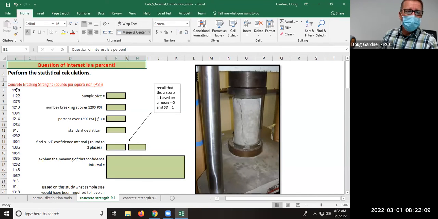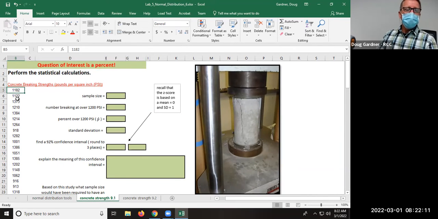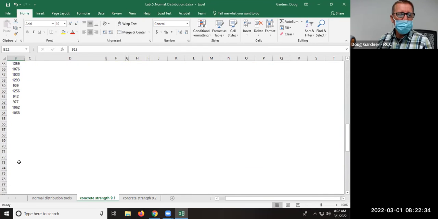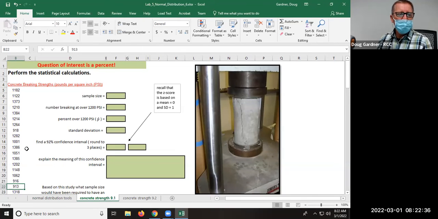So notice when they broke it, the first one broke at 1,182 pounds per square inch, the second one at 1,122, the next one at 1,373, and so forth. Notice this one was really low, 918. That was like the weakest one. Well, there's a 913. So you got a lot of variation, right? I mean, is that what we've been studying in this class? And so my question to you is, great, you took a sample of all these different breaking strengths. How many are there? Looks like lots, 60 some.